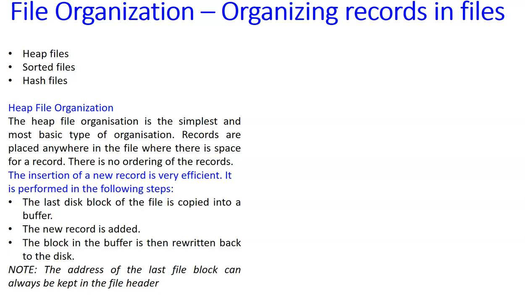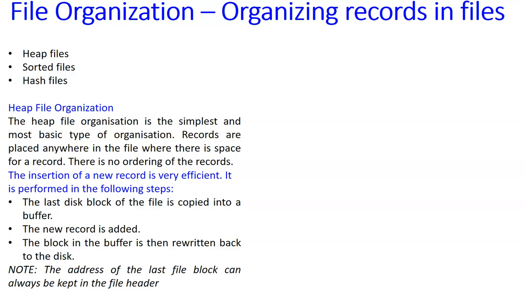But of course, what is in the different types of file organization? We have heap files, we have sorted files or sequential files, and then we have hash files. So what is the heap file organization? Remember, we said that when you're looking at file organization, you're looking at how these records are organized in the different files within a given page on the disk.